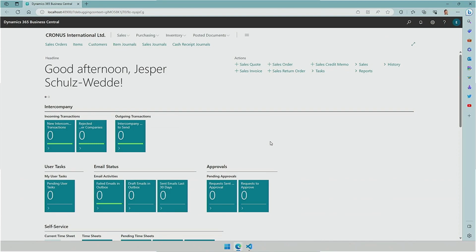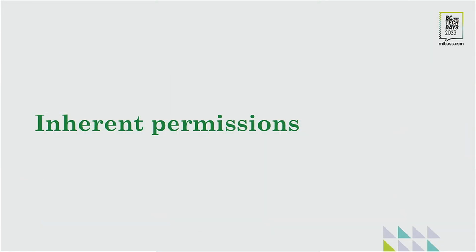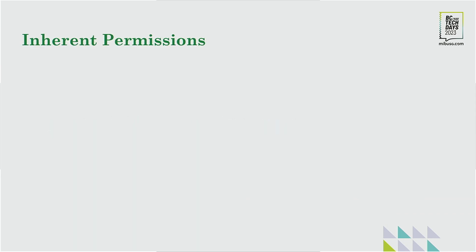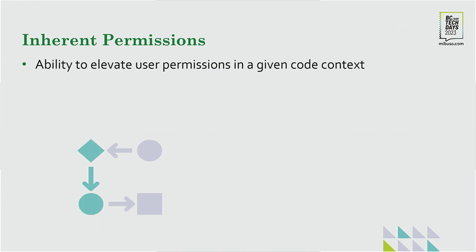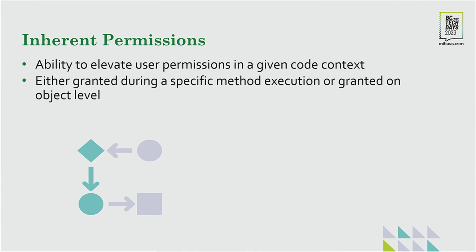Yes, let's take a look at the next thing. I want to talk about inherent permissions. So this is something new that you can start using now. It released with the 2023 Wave 1, the second portion of inherent permissions. And what we're basically trying to do is to give you, the developer, the ability to elevate user permissions in a given code context. What that means is that you can either grant specific permissions for the context of a method, for instance, or you can now also grant it on object level.